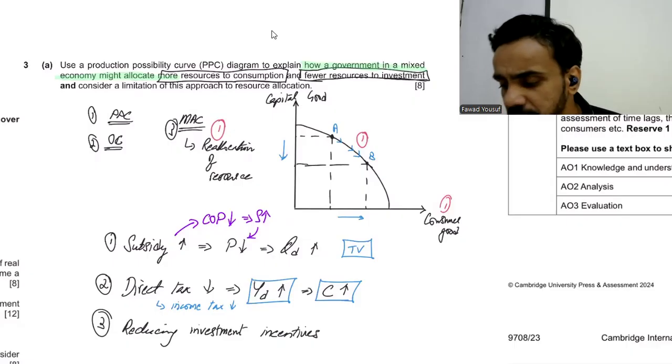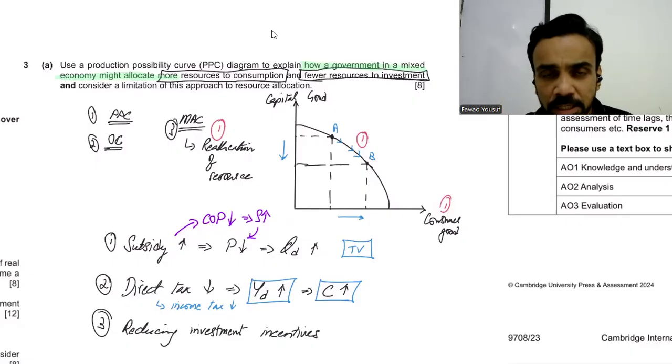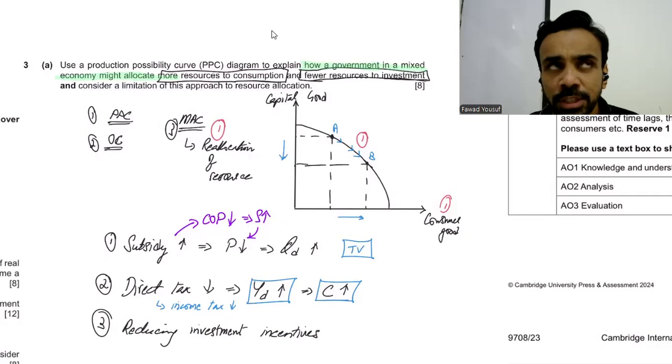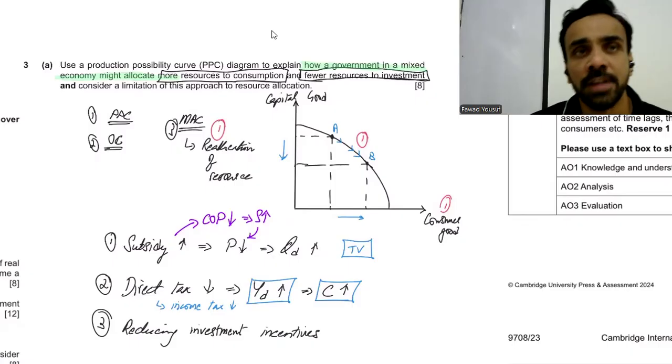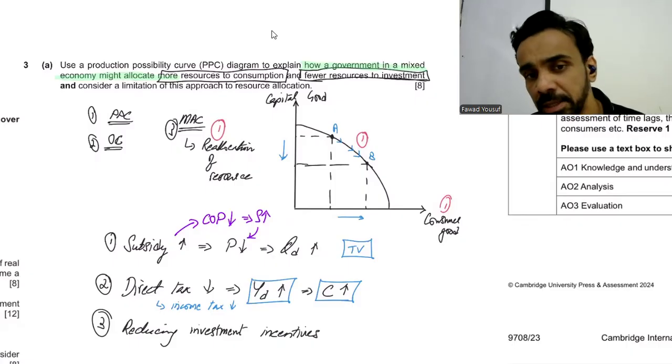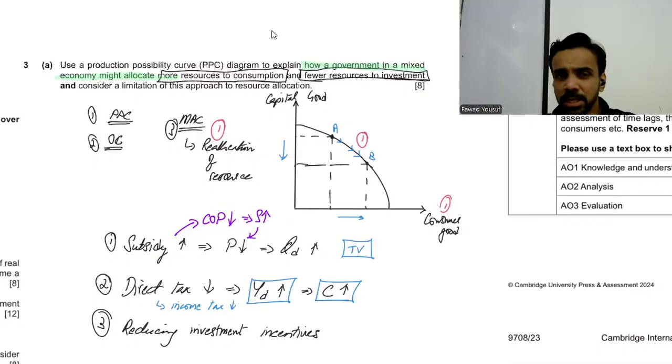So the same idea, that there is a time lag, it's not going to happen instantly. That can be one of your limitations for this. Businesses might not be able to do that very quickly. They might need time in order to do that. So that can happen. Sometimes even the response of consumers.